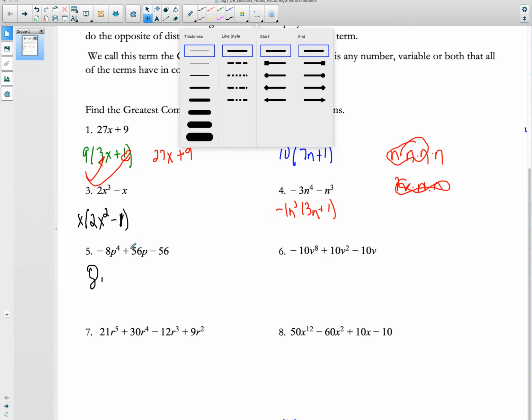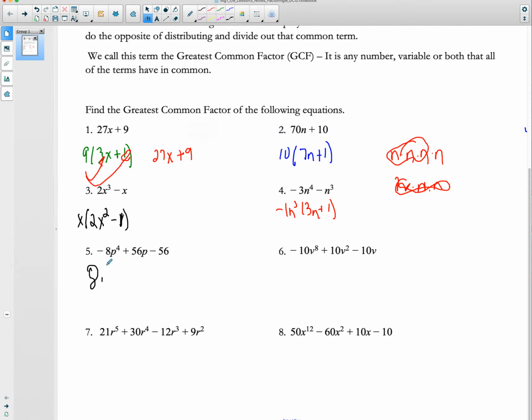Let's look at what we have here. If I take out an 8, negative 8 divided by 8 leaves me negative 1, and I still have my p to the 4th. Then 56 divided by 8 is 7, and I still have that p left. And then negative 56 divided by 8 is a negative 7. And that's what we have.